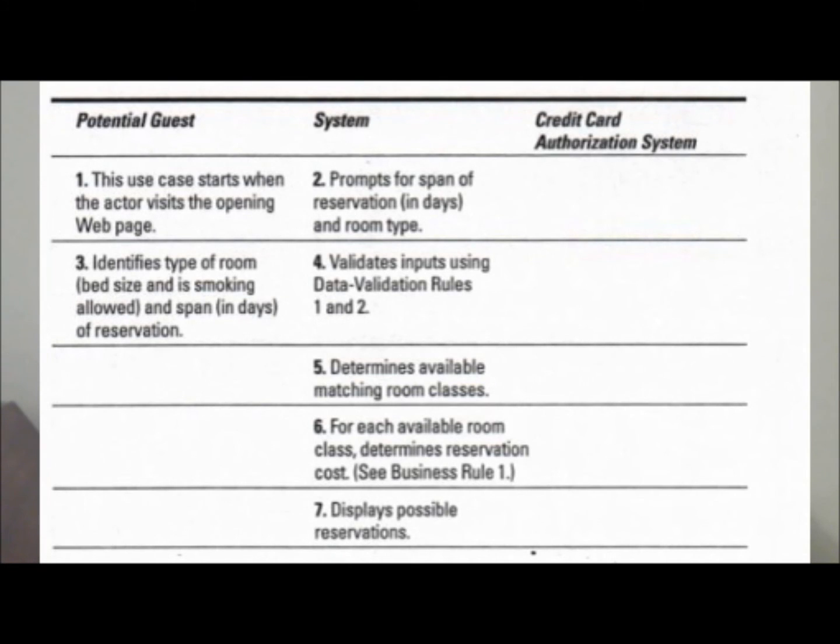We have 3 columns. And that looks just like our use case diagram if you think about it, because we have the actor on the left, we have the system in the middle, and we have the secondary actor on the right. And that's what we've got here: potential guest, system, credit card authorization on the right. Really nothing's different here from what we had before.